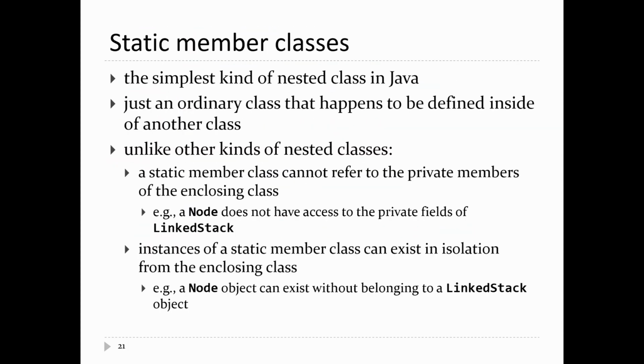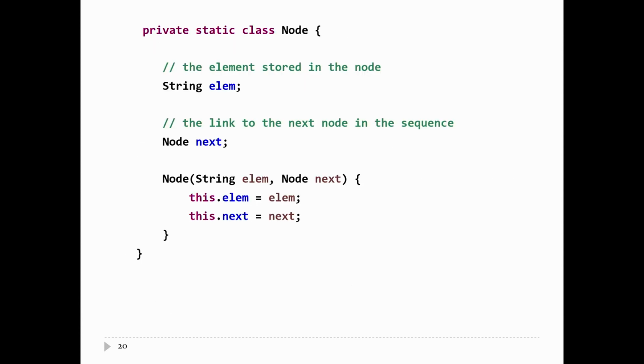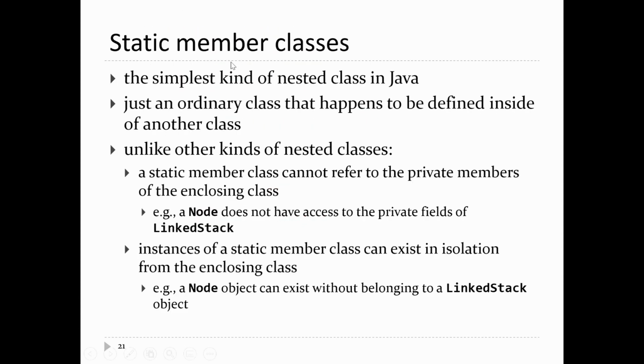Okay, so what's a static member class? Because that's what this node class is. A static member class is the simplest kind of nested class in Java. In other words, it's really just a class defined inside of another class. And that's all it is.